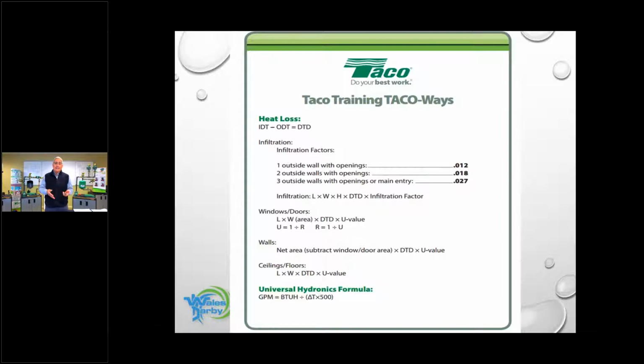So if we take our IDT, subtract the ODT, we get our DTD, which is our design temperature difference. So if you did 70 and you subtracted 14 from it, you should get 56. All right, so if you want to play along, write this down. So 70 minus 14 equals 56. So that's going to be our DTD. And we're going to use that number throughout all these different formulas.